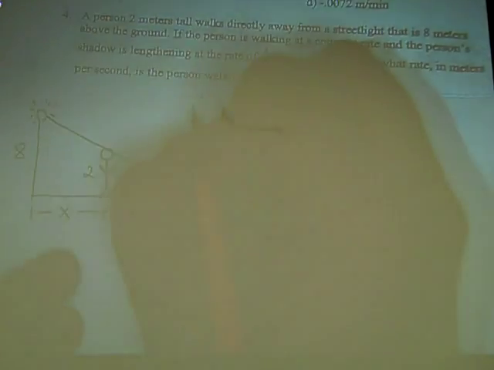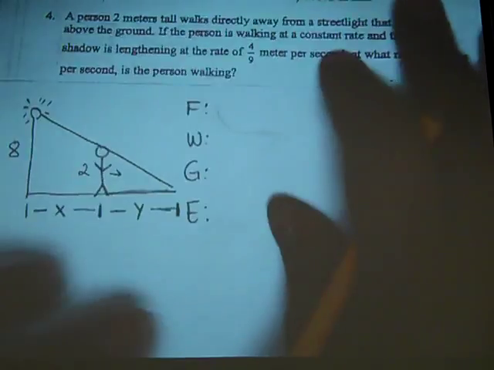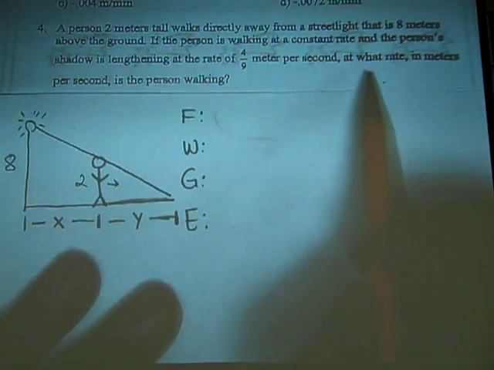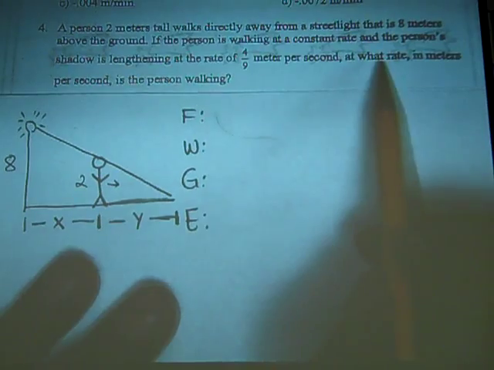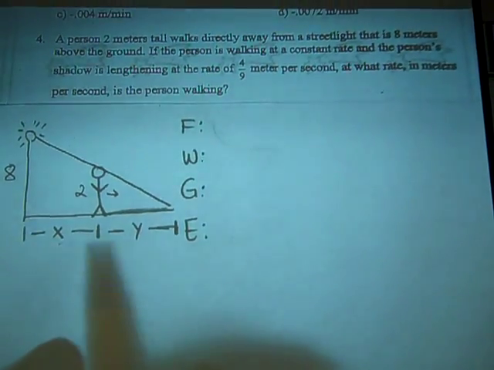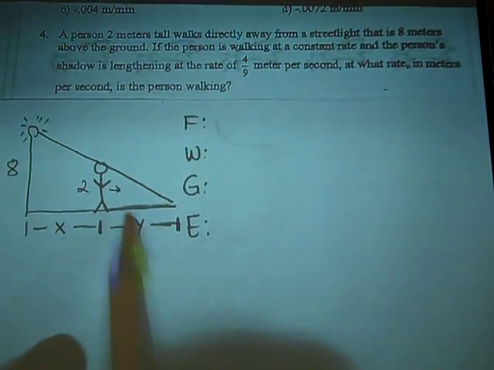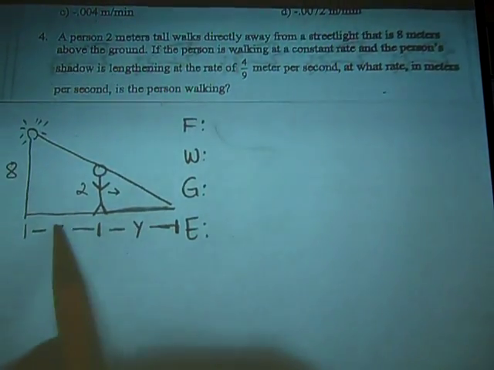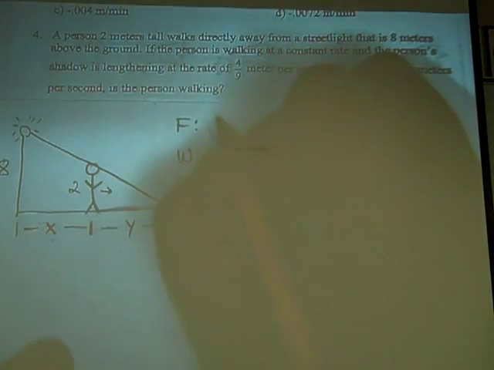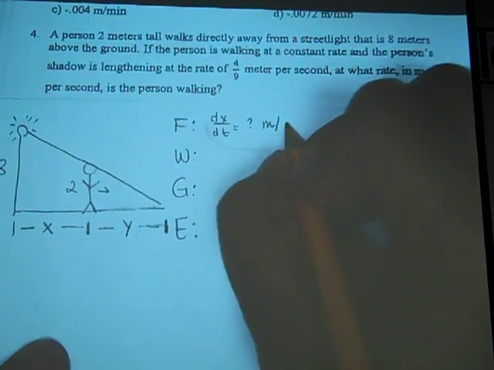All right. What are we trying to find? The rate in meters per second. So which variable is the rate at which the guy is walking, x or y? X. Y was the shadow. X is the distance from the street light. So we're looking for dx/dt, and that would be measured in meters per second.